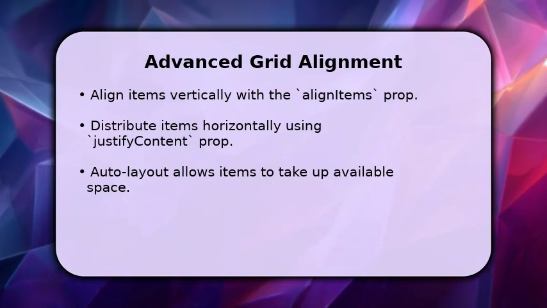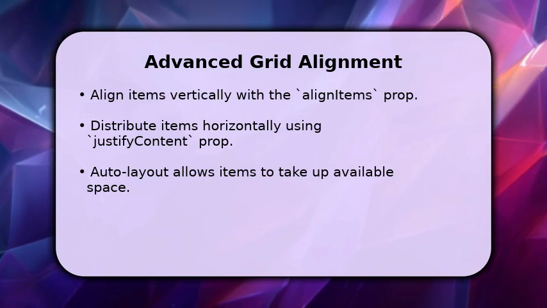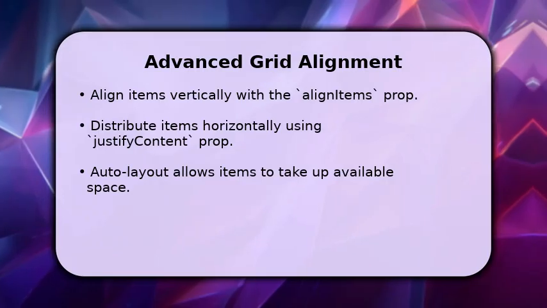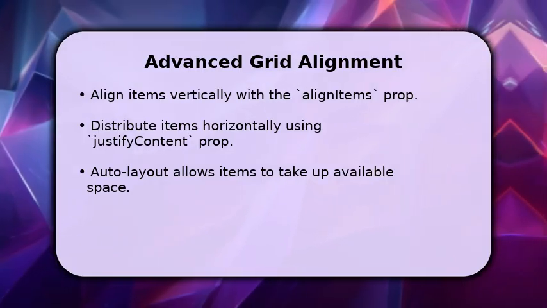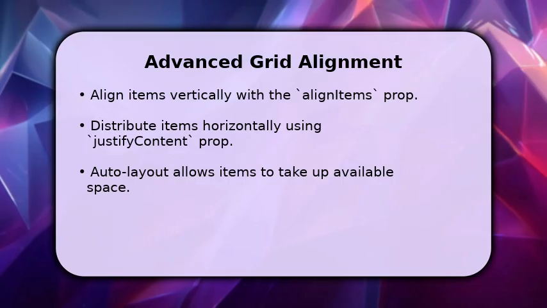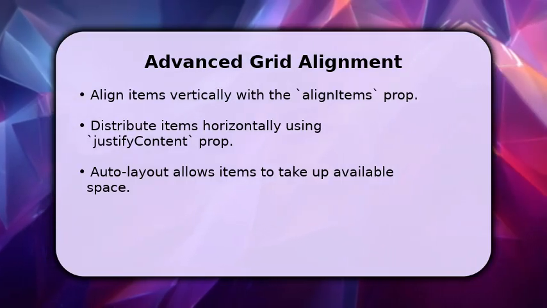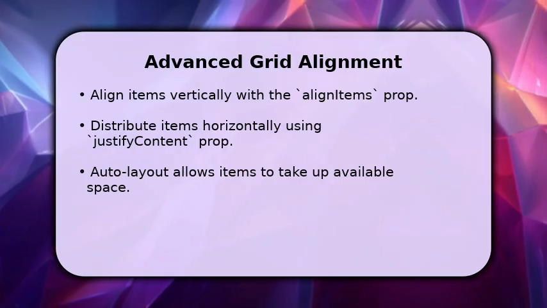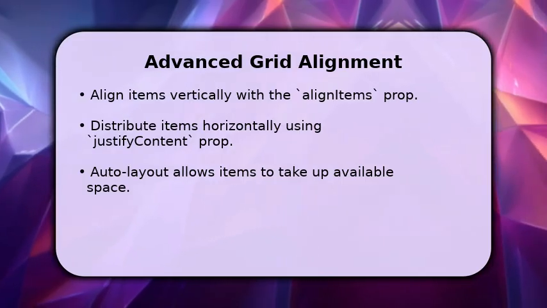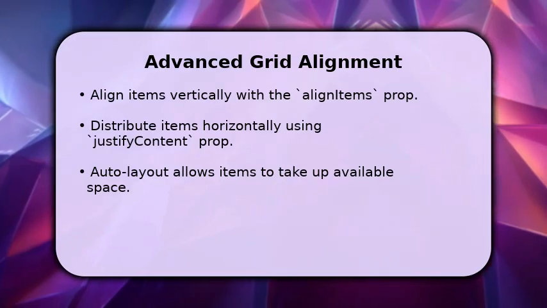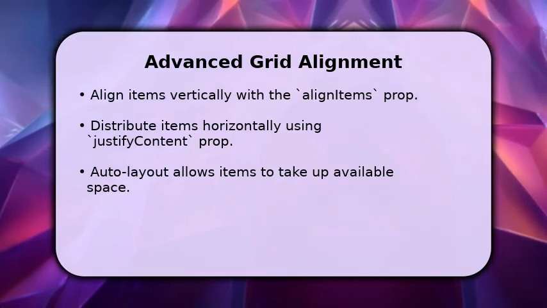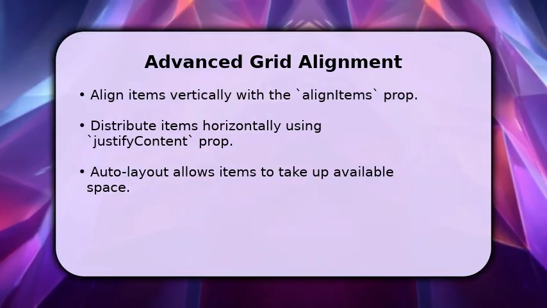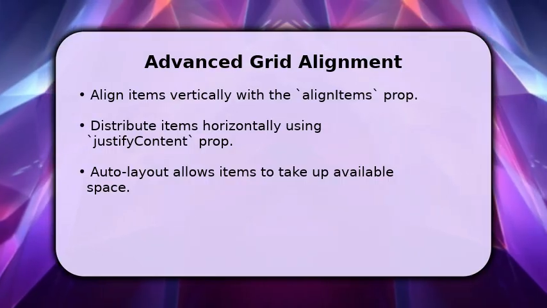Beyond basic layouts, Material UI Grid provides advanced alignment options. You can align items vertically within a container using the Align Items prop and distribute them horizontally with the Justify Content prop. For dynamic sizing, Auto Layout enables grid items to automatically take up the available space. Additionally, nesting grids within other grids allows you to create highly complex and organized layouts, providing immense flexibility for intricate designs. These features empower you to build sophisticated user interfaces.